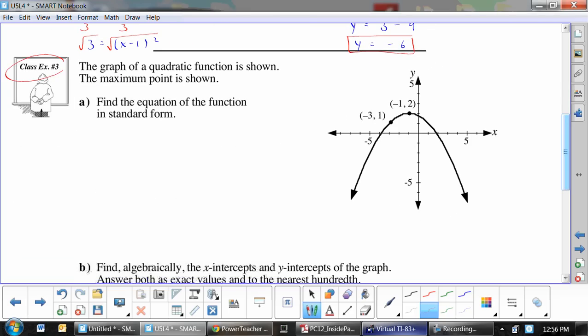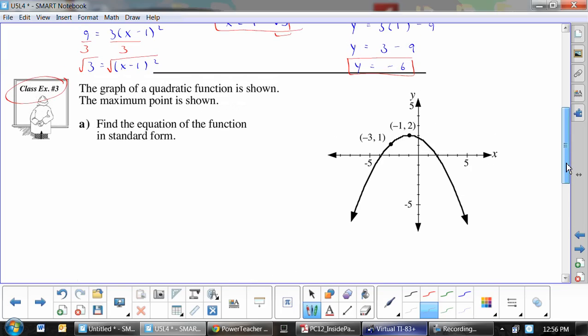Okay. So for example number 3, it's a lot like example number 1, except they already have our points plotted on the graph for us, so we don't have to plot them and draw a sketch of it or anything like that. So the first question is to find the equation. So we'll write it in that form we love.